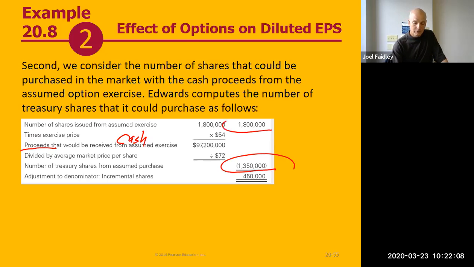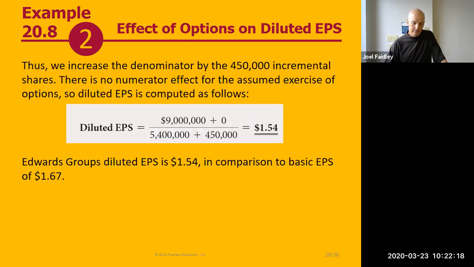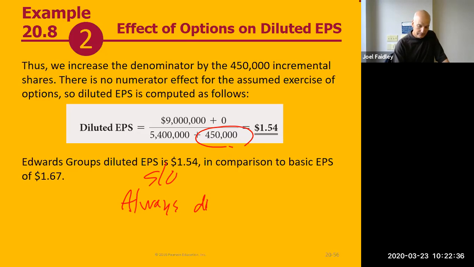All right, and if 1.8 million is what's being exercised, then 450,000 is what I need to add to my denominator. 450,000. There it is. 9 million. There were no preferred dividends. It's irrelevant here. Bonds, interest, irrelevant. So there I'm adding my 450,000. So that's dilutive. Stock options are always dilutive. The other may be anti-dilutive. Earnings per share could go up, and if the earnings per share goes up, you should ignore it.